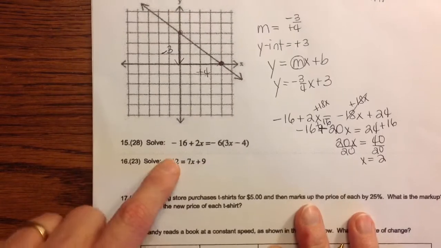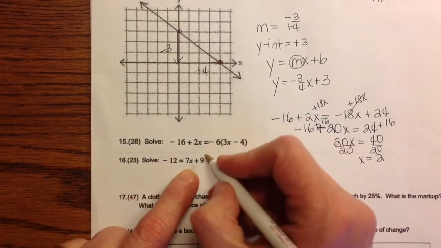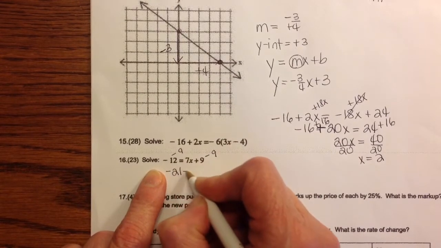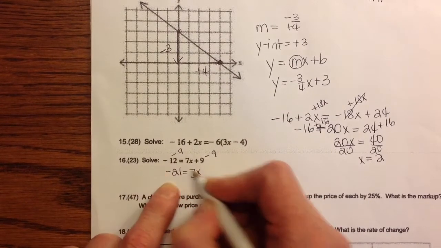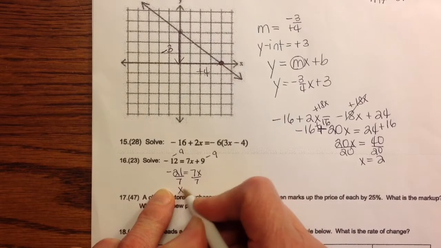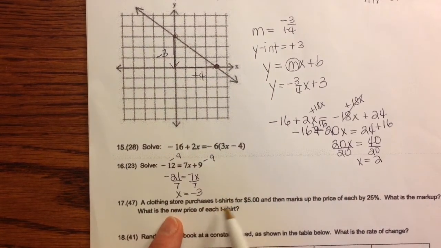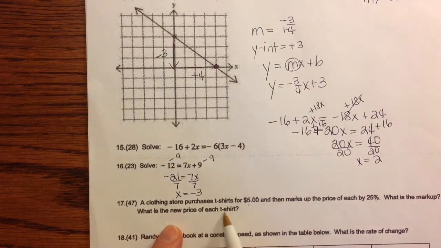Number 16, solving this equation, I'm going to subtract my 9 and get negative 21 is equal to 7x. Divide by 7, and I get x is equal to negative 3. A clothing store purchases t-shirts for $5 and then marks up the price of each by 25%. What is the markup and what is the new price?